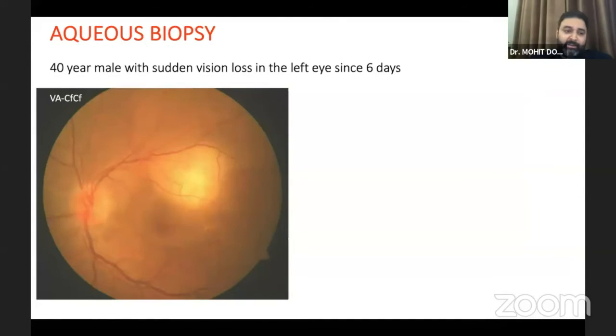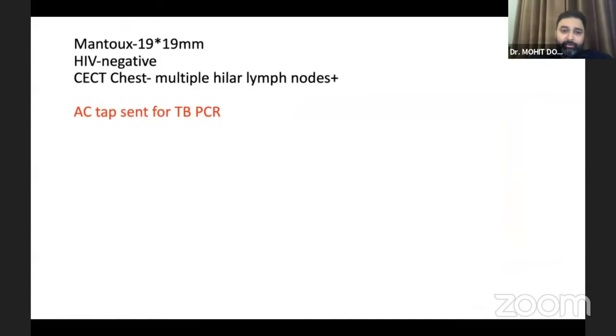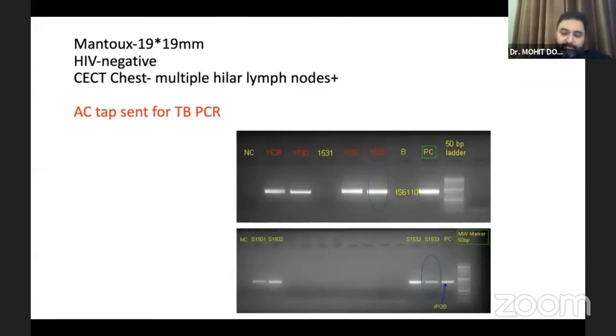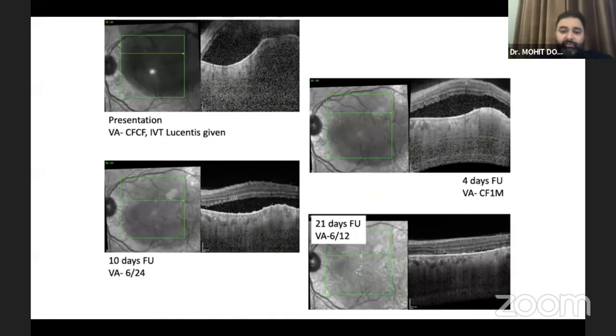Aqueous biopsy is an AC tap. You can just take your taps and do. So this patient had a granuloma, as I was shown. And just to confirm, an AC tap was taken, had some KPs and inflammation in the anterior chamber as well, and that came out to be positive for IS6110 and rpoB genes, and hence confirmed TB pan-uveitis with a choroidal granuloma. And this patient did rather well.